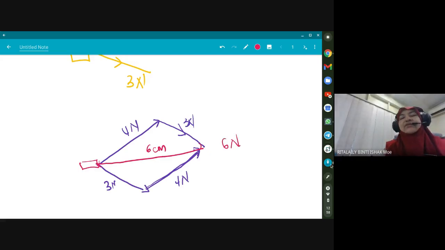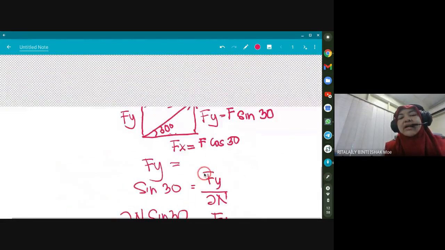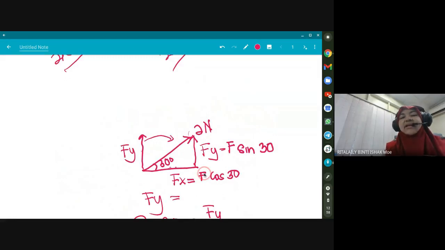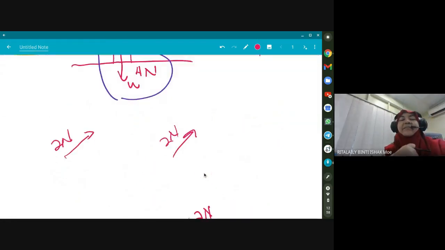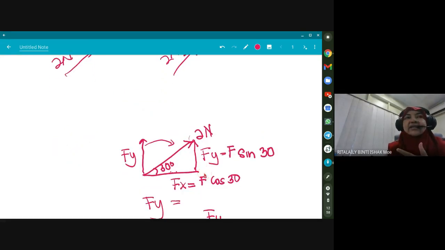Okay. So we have looked into resultant force, okay, if the forces are parallel. The other one, if the forces are at an angle with each other or with a surface.